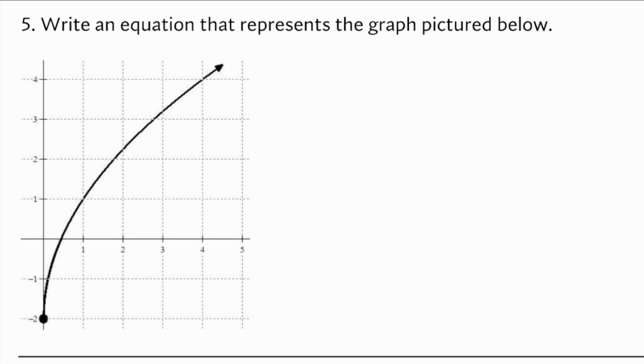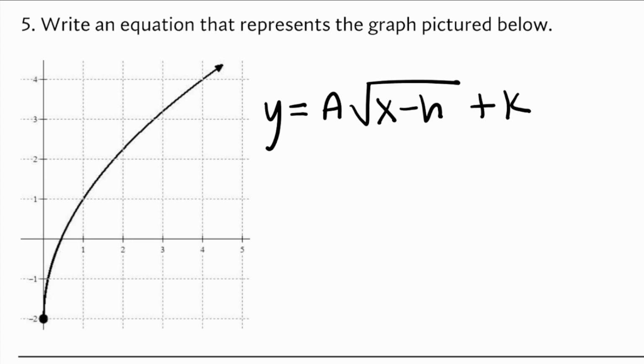Write an equation that represents the graph pictured below. First of all, this is going to be a square root graph because it's only extending in one direction. The graph is starting right there at that point. So I'm looking at y is equal to some number times the square root of x minus h plus k, where h and k are the coordinates of that point at the edge of the graph. In this case, h is equal to 0 and k is equal to negative 2.